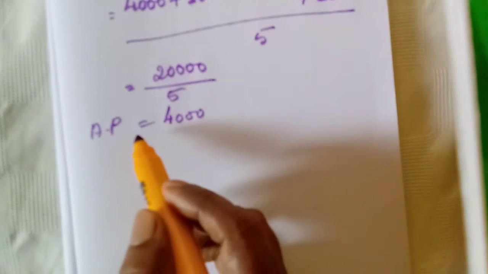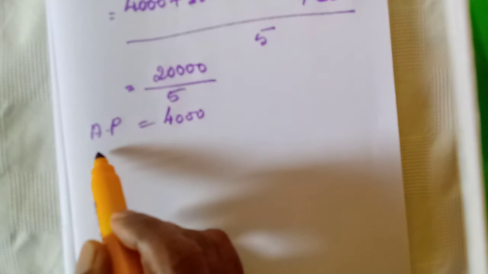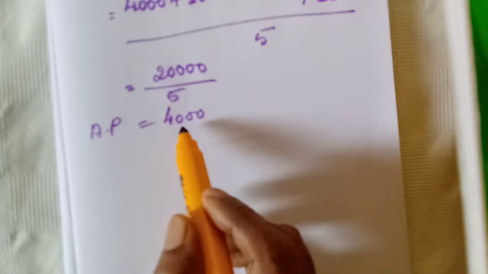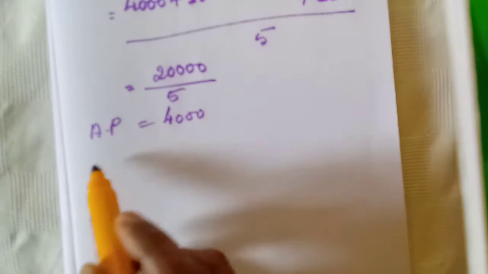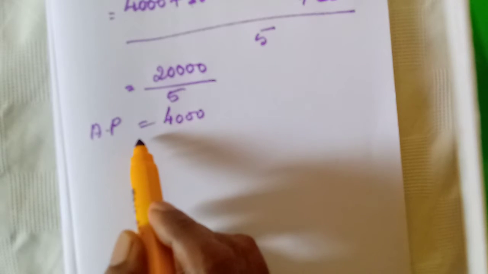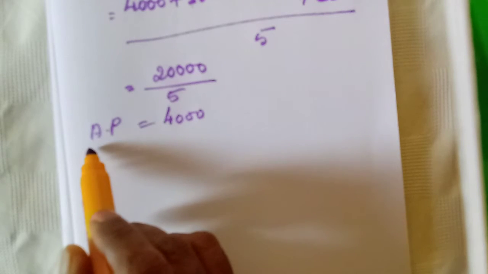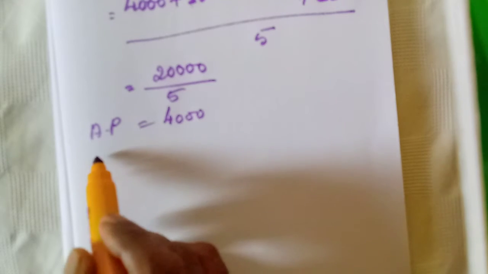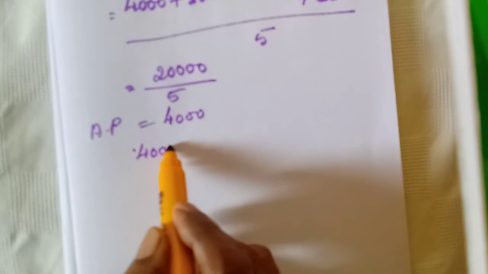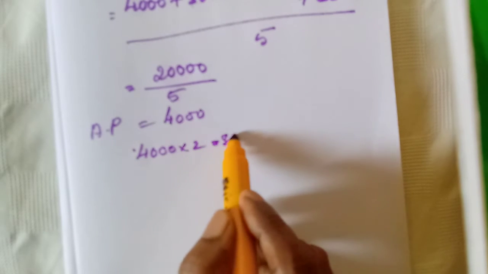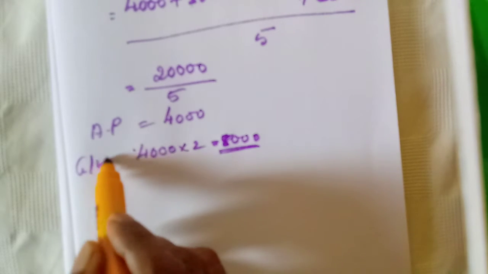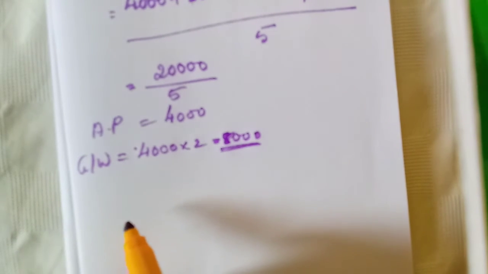So to calculate the goodwill, they will give a number of years of purchase by which we multiply this average profit. Okay, average profit, then for 2 years purchase of 5 years average profit they will give. So 2 years purchase of average profit means average profit into 2. 8,000 is the value of goodwill. Okay, that's all.